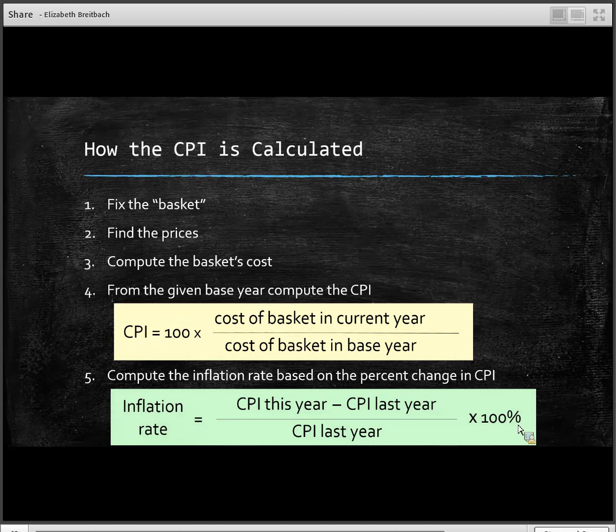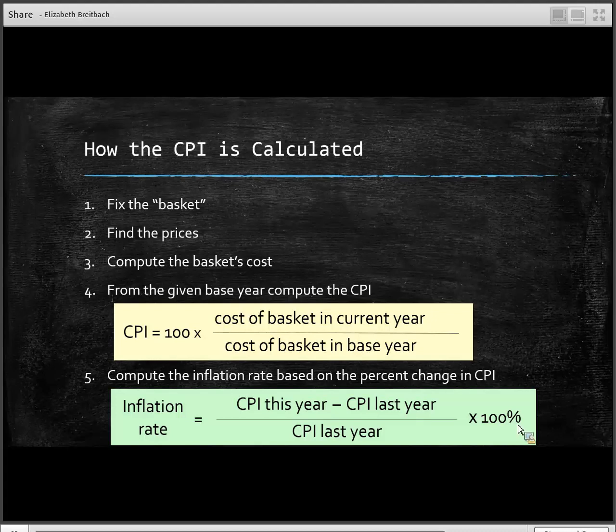So first, going out, finding what the typical consumer purchases, then finding the prices of those goods and computing the basket's cost. Next, from the given base year, we compute the CPI, and then finally, after we have CPIs for a variety of years, we can start to compute the inflation rate and see how the price or the cost of living has changed over time.